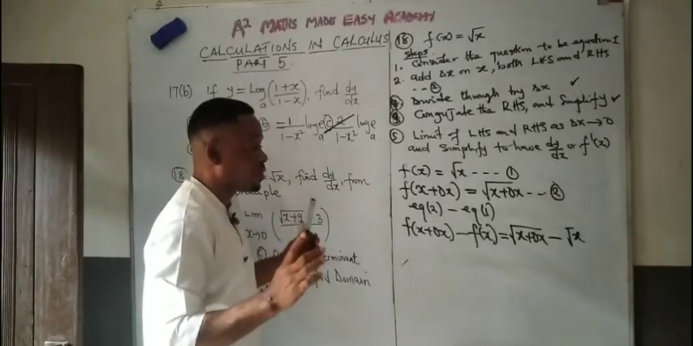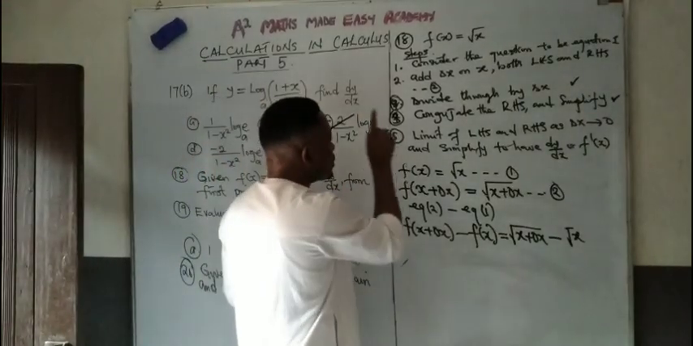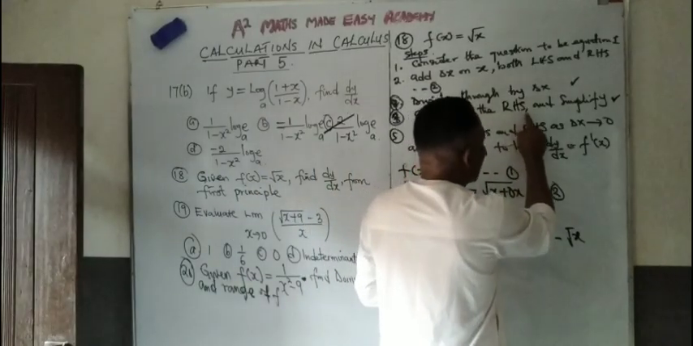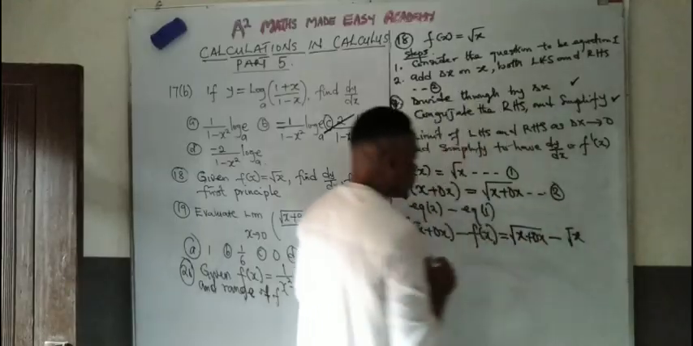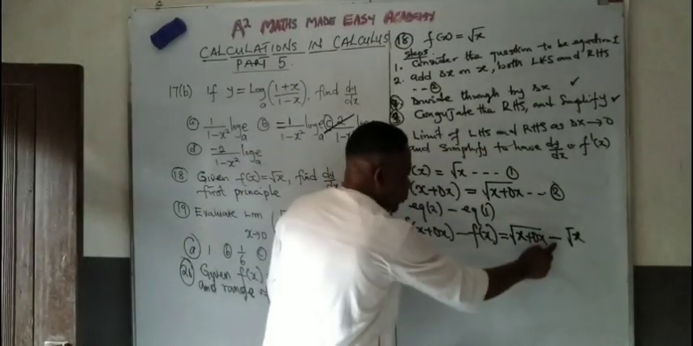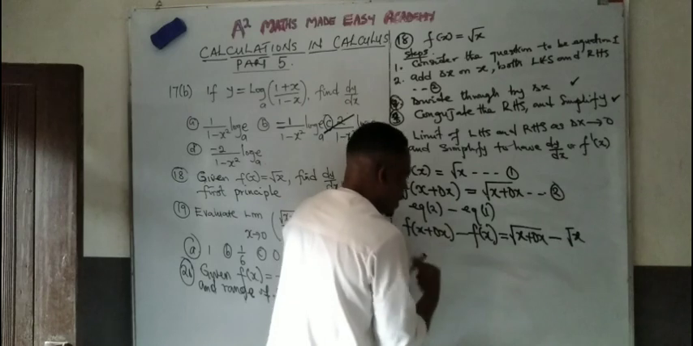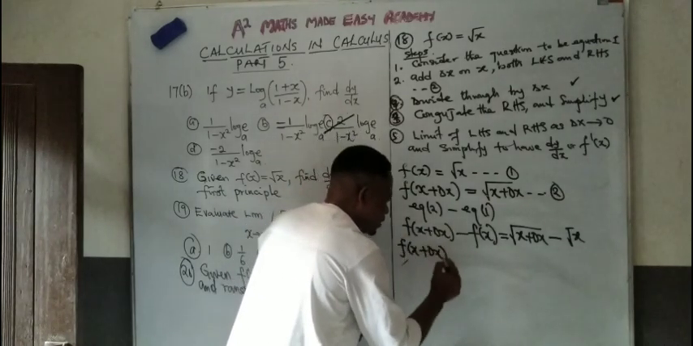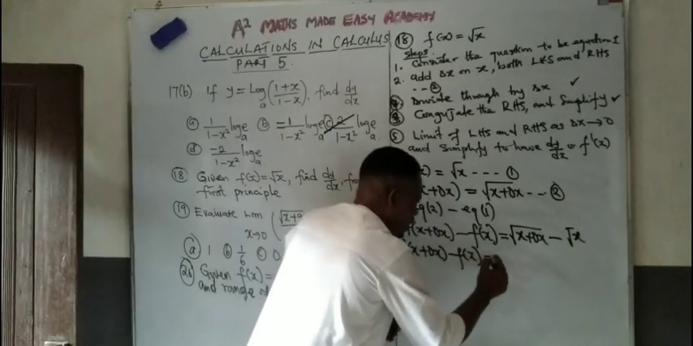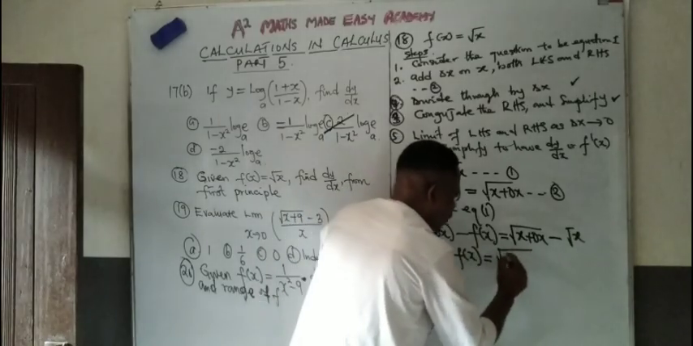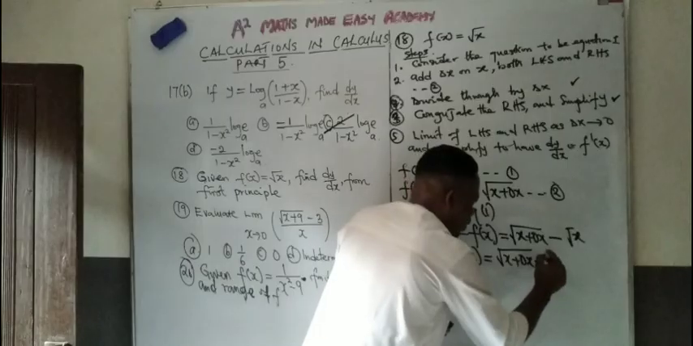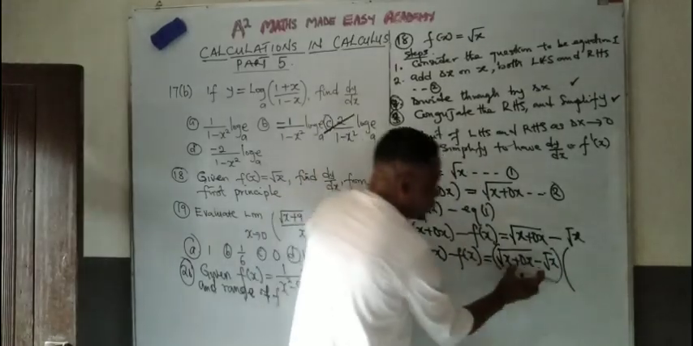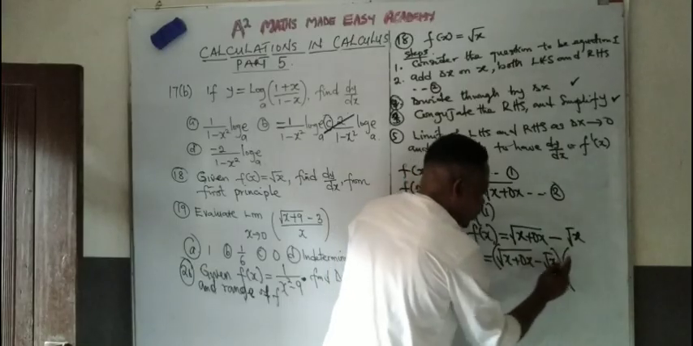Now watch. I said the next step is to conjugate the right-hand side and simplify. Now, what is the conjugate of minus? I hope it is plus, right? All I need to say here now is f(x + Δx) minus f(x) is now equal to the square root of x + Δx minus the square root of x, all in bracket. Then open the bracket and introduce the conjugate of this. What is the conjugate?